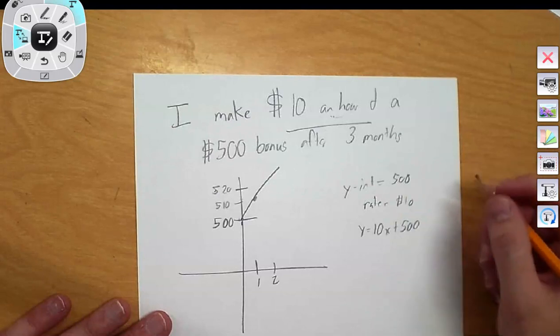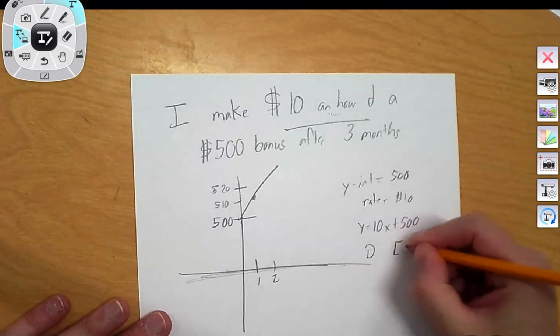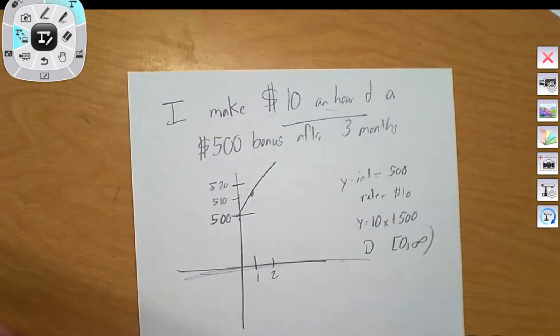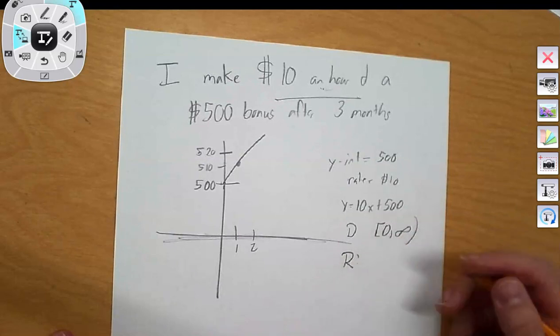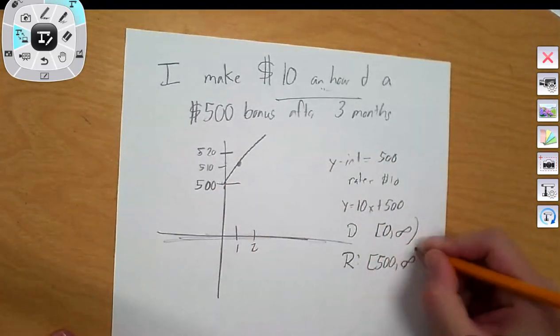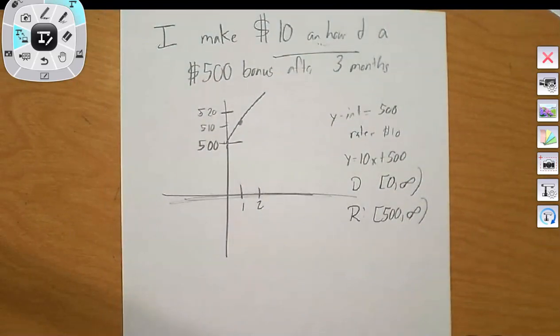My domain, I'm looking down here at my x values. Well, I can work anywhere from 0 hours to a lot of hours. Now I realize you actually can't work infinity hours, but if there's no top limit, we say infinity. The range, well, I'm starting at 500, and then it goes up from there. And again, you're probably not going to make an infinite amount of money, but if there's no max, then you just say infinite. Okay?